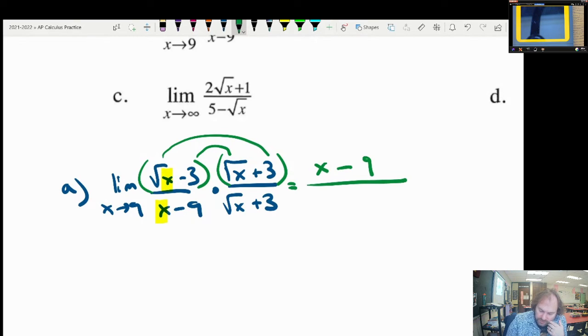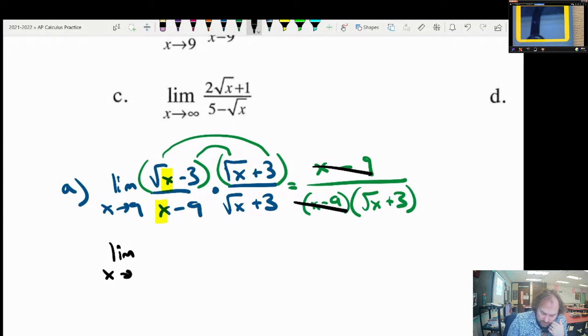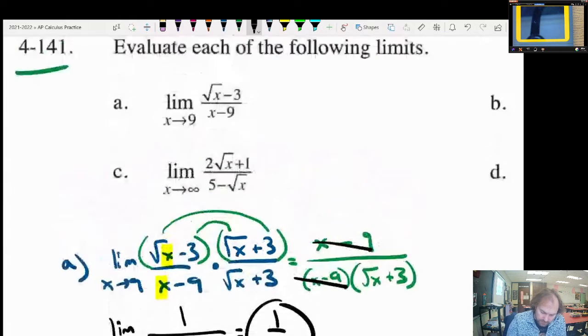On the bottom of this fraction, you'll have an x minus 9 times the square root of x plus 3. The x minus 9s will cancel out, and so now we have the limit as x approaches 9 of 1 over the square root of x plus 3, which is pretty easy to solve because you can just plug in 9. It's going to be 1 over 3 plus 3, or 1 over 6. And that's the answer to the first question.